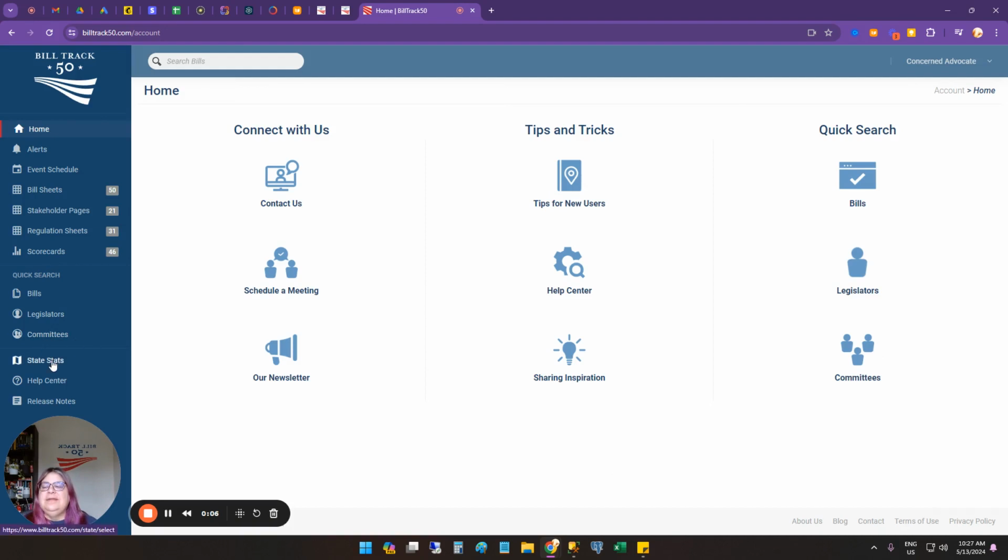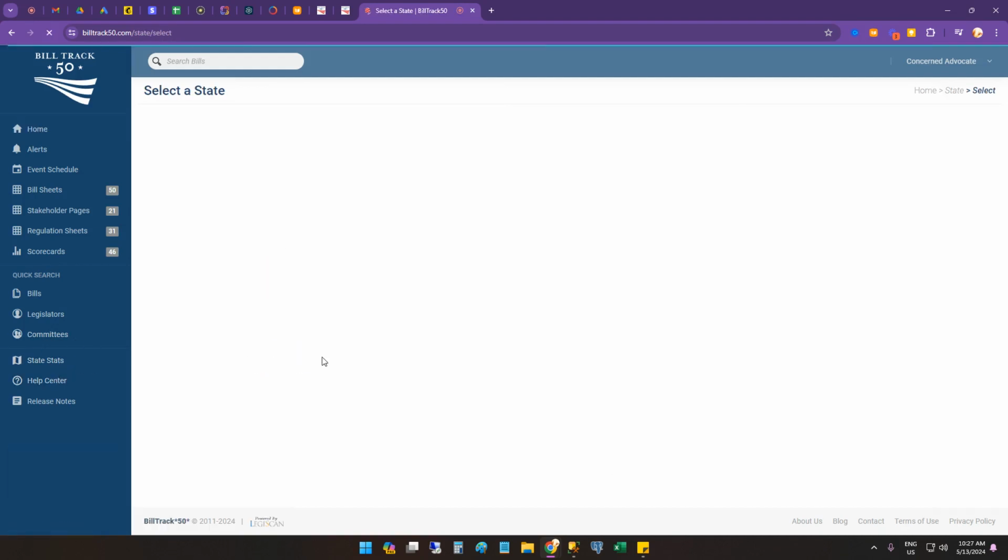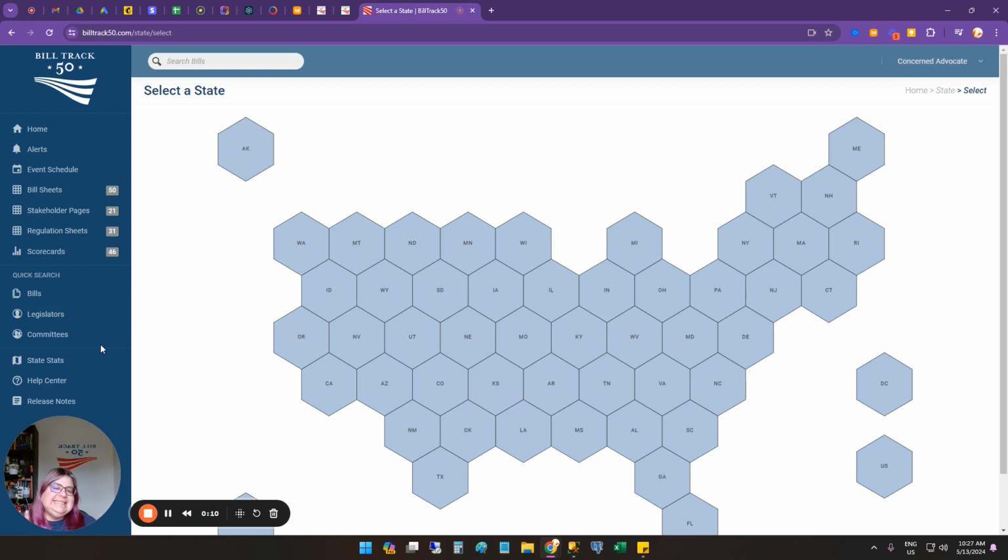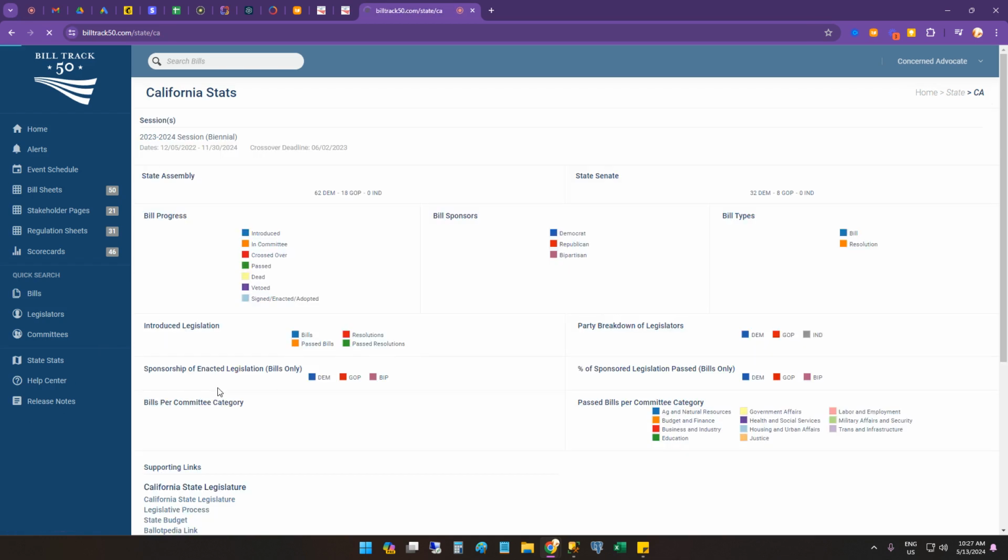So it's available here from the panel. You go ahead and click on that, and you get the United States in hexagon form. So let's pick a state. Start with California here.